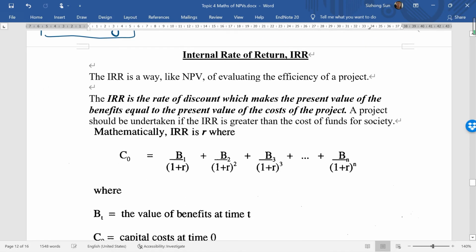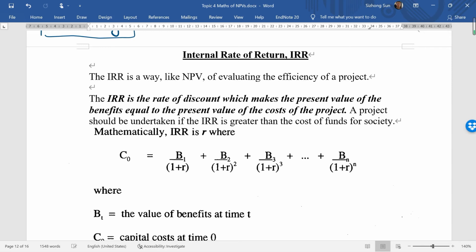Okay, internal rate of return. The IRR is a way, like NPV, of evaluating the efficiency of a project. What do we mean by IRR? In computing the present value of benefits and the present value of costs, we observe that the discount rate plays an important role. If we use a different discount rate, we end up with different NPVs.